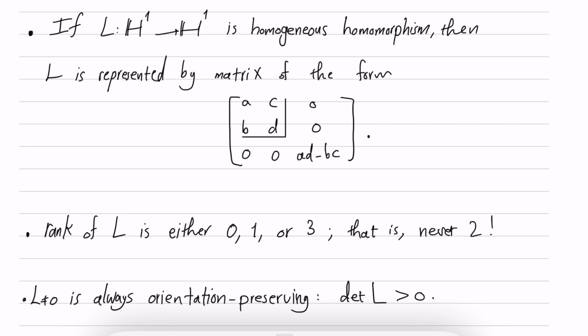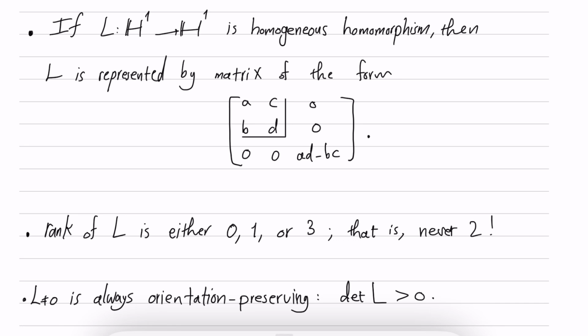Either it's the zero matrix, pretty trivial, or it is rank 1, which means everything gets crushed into a subspace in the xy plane, or it is a full rank 3 matrix. Another consequence, a very curious one, is that the determinant is never negative. That means homogeneous homomorphisms from H1 to H1 are always orientation preserving.